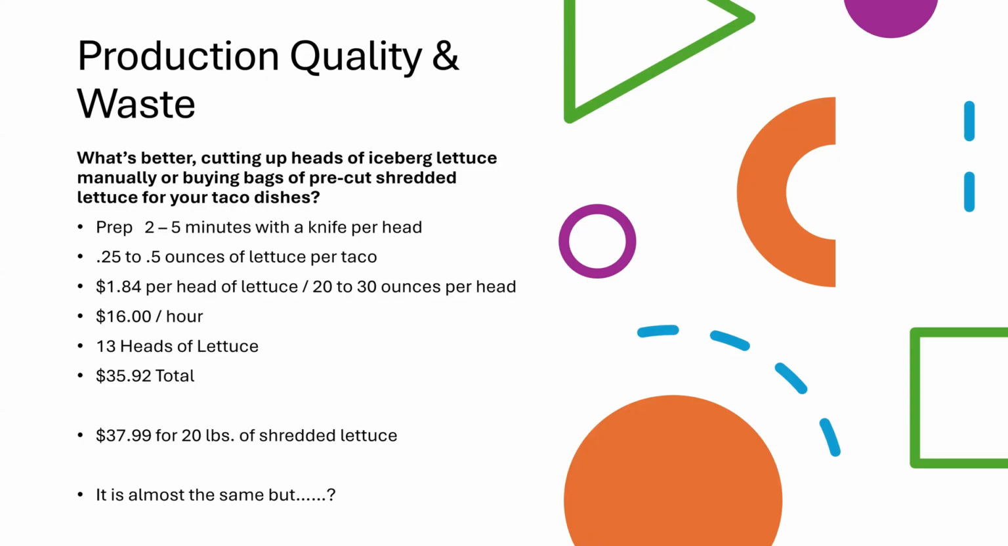We can choose not to cut up all 13 heads. Maybe we only cut up heads of lettuce as we use them. So there's different aspects to this. Just want to give you an example of what's the trade-off if we prepare something or if we just buy it off the shelf at a place that supplies those.